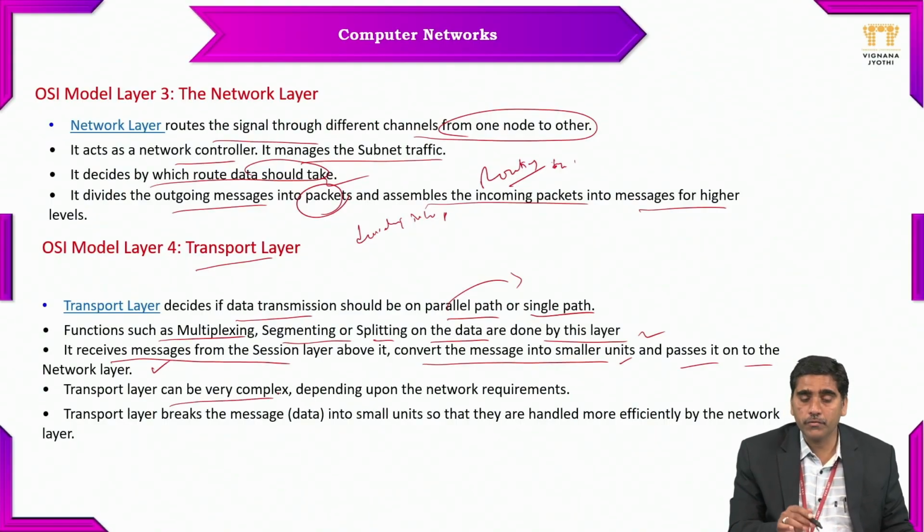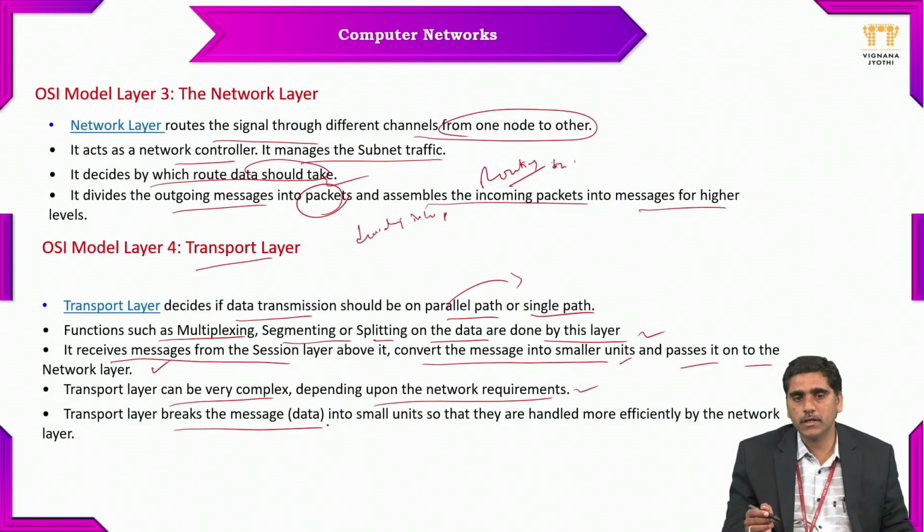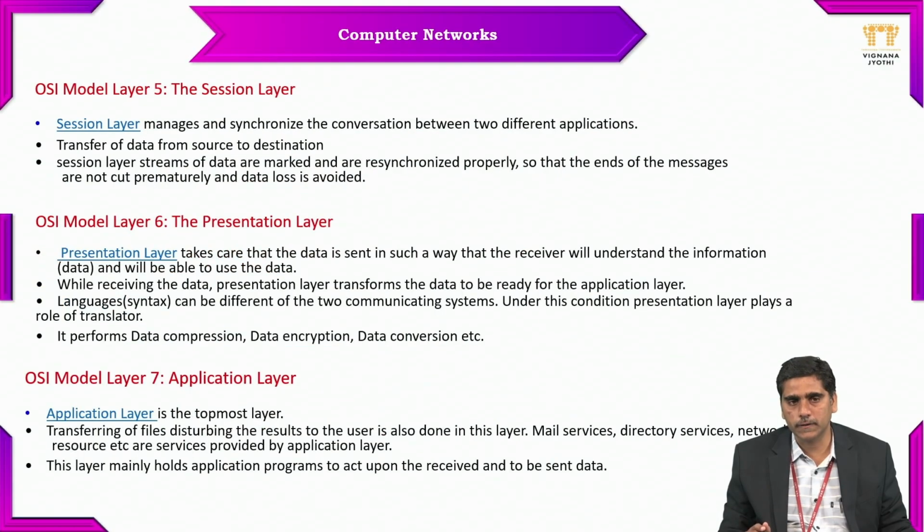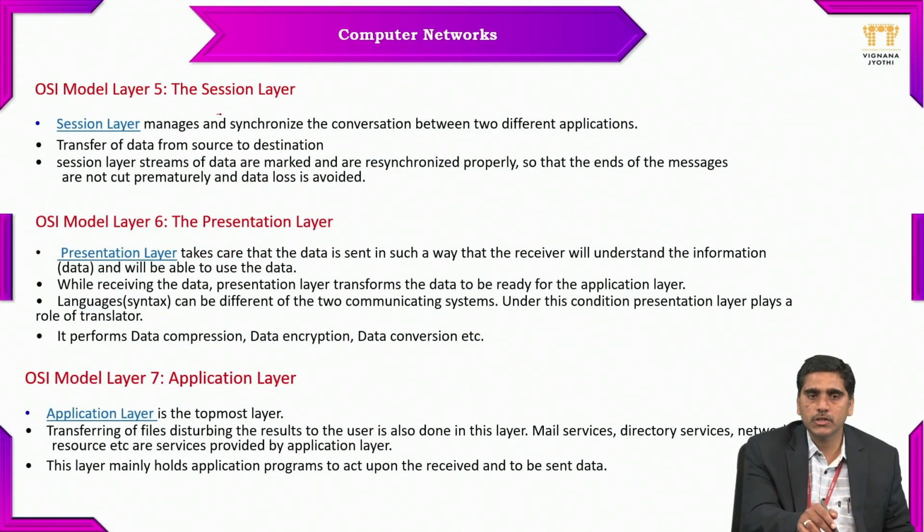The transport layer can be very complex depending upon the network requirements it is designed for. The transport layer breaks the message data into small units so that they are handled more efficiently by the network layer. So it is dividing all the small units, then it transmits them into the network layer. The next, the fifth one, is the session layer.